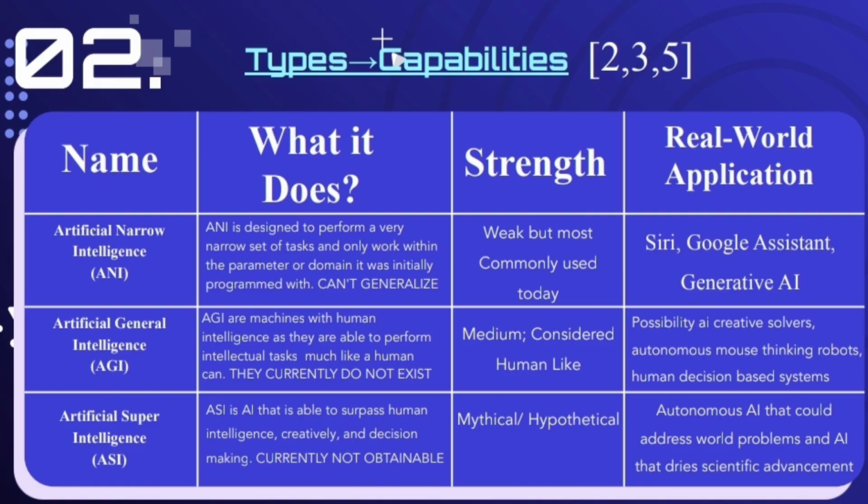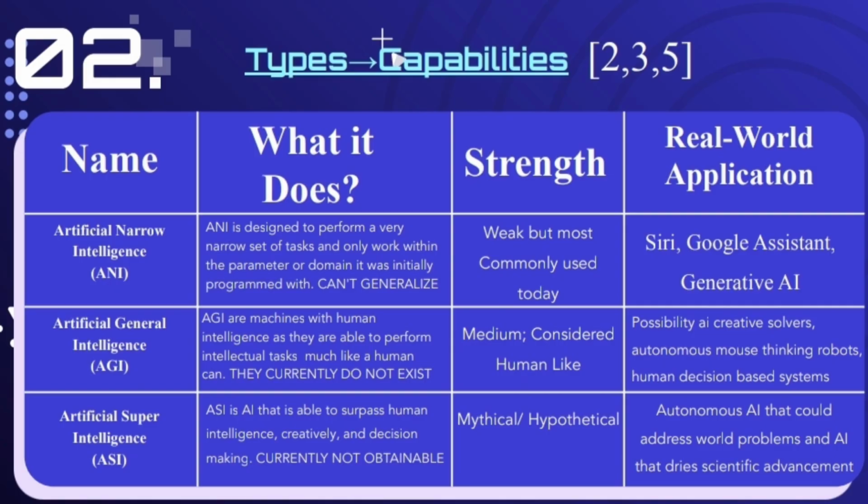The first type of AI I'm going to talk about is AI based on capabilities. The first one is artificial narrow intelligence, also known as ANI. ANI is designed to perform a very narrow set of tasks and only work in a certain set of parameters. What that basically means is that it can't generalize, and that's why it's considered a weak AI, but it's also one of the most common AI used today. Some of these include Siri, Google Assistant, or generative AI like ChatGPT or OpenAI, that type of thing.